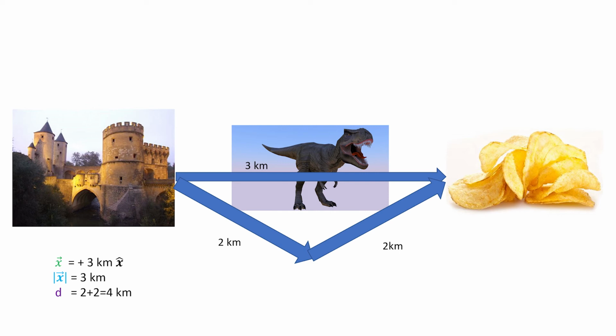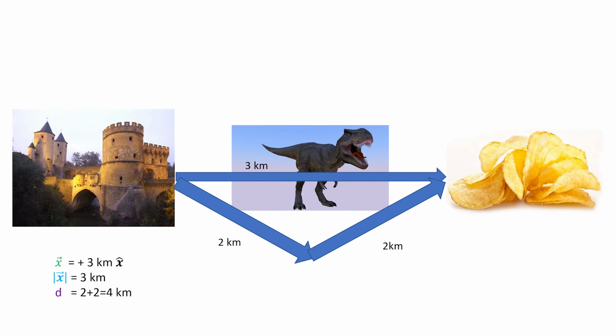The magnitude of the displacement is 3 kilometers, because if you took a rope and you stretched it from the house to the potato chips, that's 3 kilometers. But the distance you go, the number of steps you have to take, is 4 kilometers worth of steps in order to avoid the T-Rex. So in this case, your distance is different than the magnitude of your displacement.